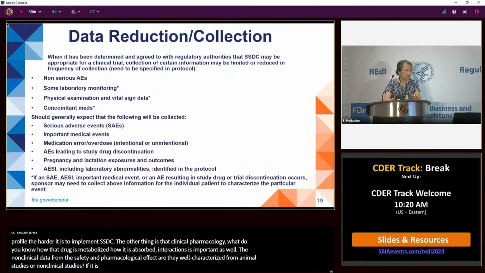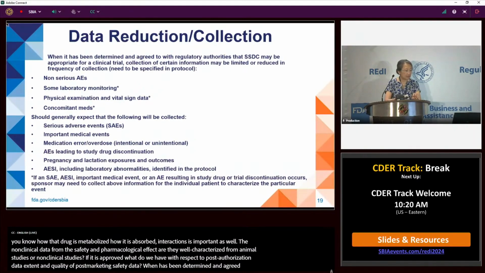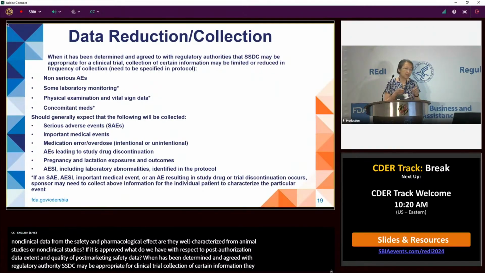So when it has been determined and agreed to with regulatory authorities that SSDC may be appropriate for a clinical trial, collection of certain information may be limited or reduced in frequency of collection. And this needs to be specified in the protocol. Another point to emphasize here is that selective safety data collection is something that you propose in a protocol and you get agreement with the regulatory agencies.